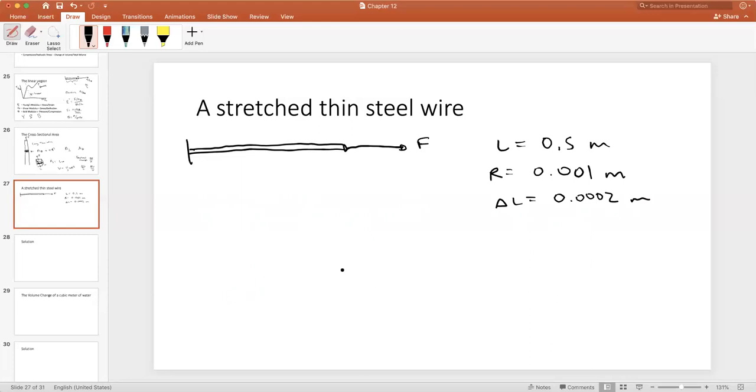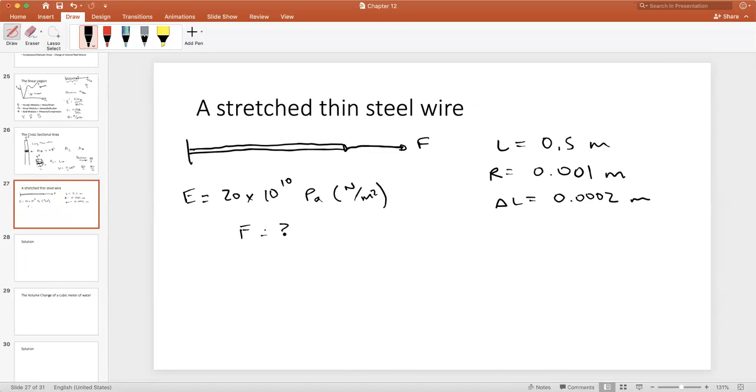And finally, the last thing that we need is Young's modulus for a thin steel wire, which is 20 times 10 to the 10th pascals, which are newtons per meter squared. Okay. What we want to know is how much force would be required to do this.